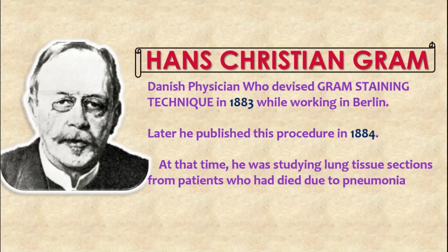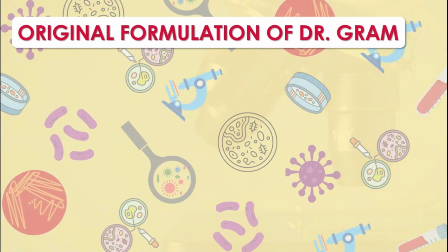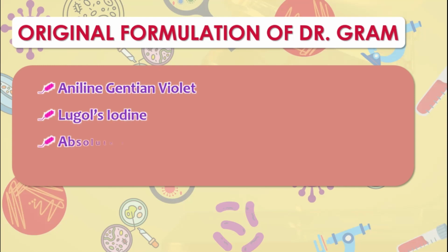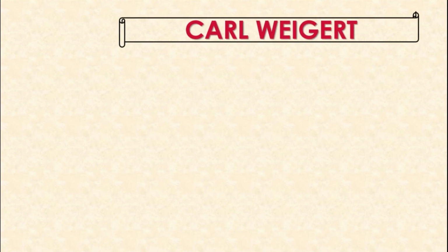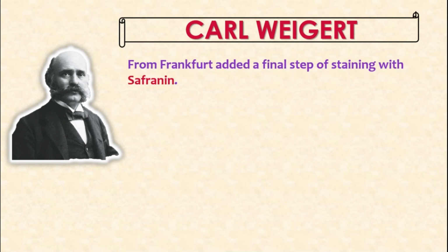In this staining technique, he formulated the criteria as the primary stain by aniline gentian violet, then Lugol's iodine as a mordant, and he used absolute alcohol as a decolorizer, and in the final step he used Bismarck brown. Carl Weigert, who was from Frankfurt, made some modification in the gram staining technique and added the final step of staining with safranin instead of Bismarck brown.